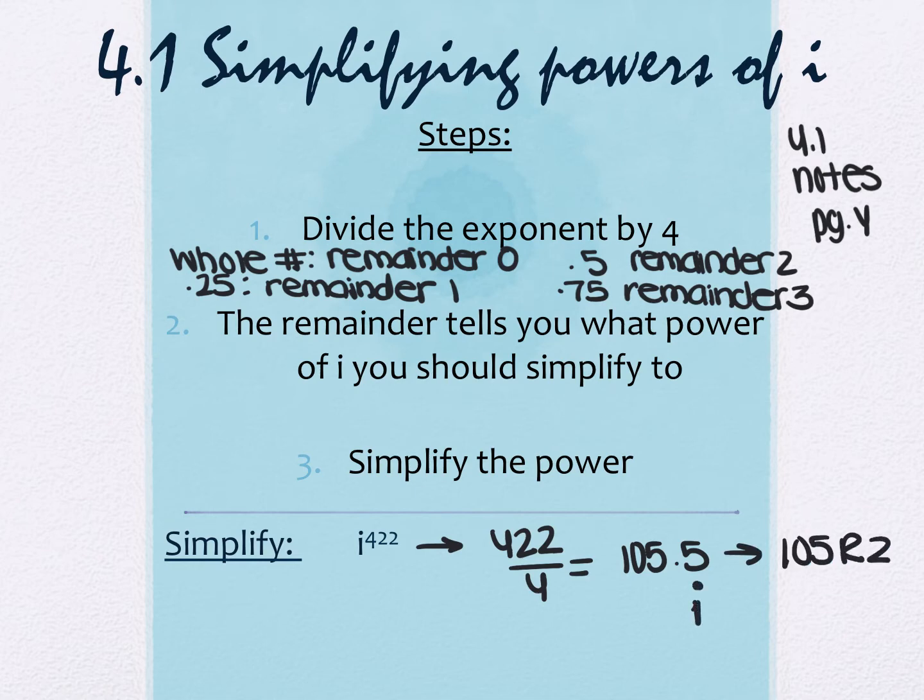So whatever your remainder is, in this case 0.5, that means that our remainder is 2. That becomes your new exponent on your I. So our I now has a remainder of 2. Now, the last thing that we do is we simplify the power. So we are going to go back to the last sheet where we have those 5 terms that we have to get memorized. And I squared simplifies to -1. So that would be our final answer.